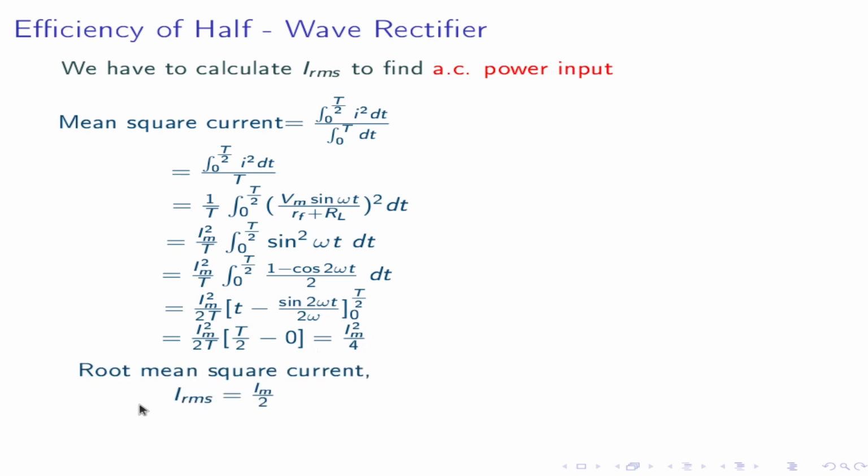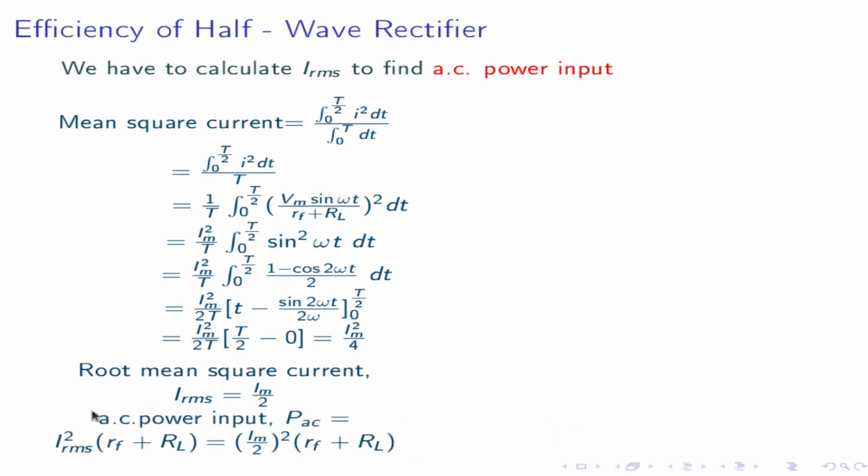Now we take the root mean square, that is IRMS is the square root of this, which is equal to Im by 2. Therefore the RMS value of current in the half wave rectifier output is Im by 2. Therefore AC power input PAC is equal to I square into the total resistance, IRMS square into total resistance Rf plus RL, that is Im by 2 all square into Rf plus RL.